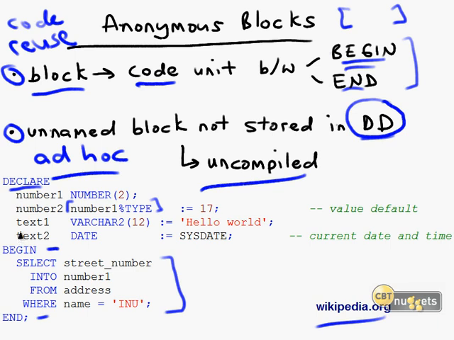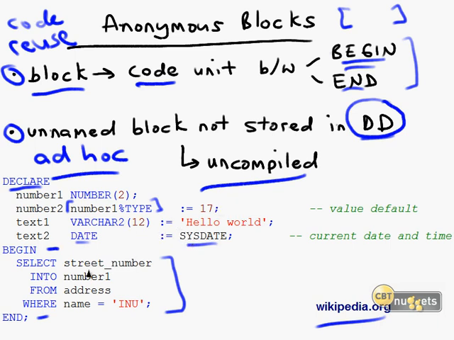And then we're declaring 2 text variables that we're actually not using in the body of the block here. One called text1 that uses varchar2, 12 characters in length, and we're initializing the variable with the static string hello world. And finally, the text2 variable, we're creating that as a date data type, and we're just invoking the system function sysdate to populate that variable with today's date and time.